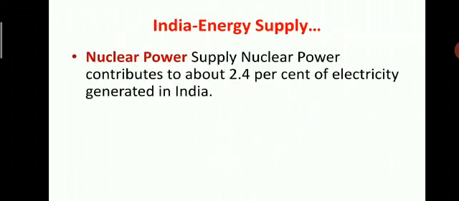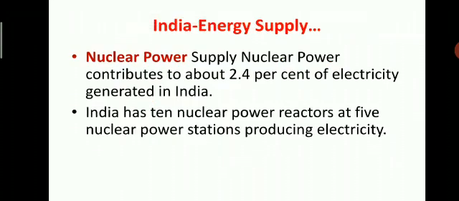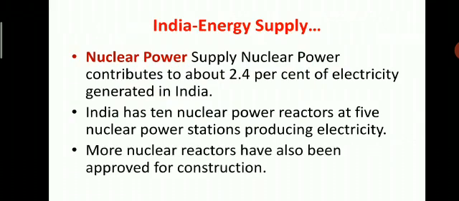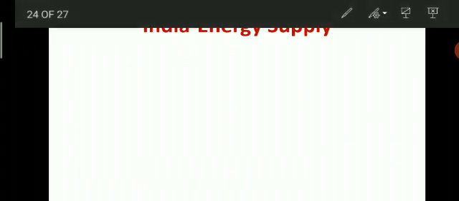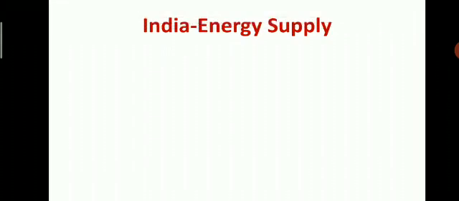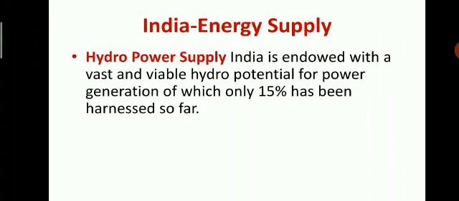Nuclear power, let us see. Supply of nuclear power contributes only about 2.4% of electricity generated in India. India has 10 nuclear power reactors at 5 nuclear power stations producing electricity. More nuclear reactors have also been approved for construction. So this is the nuclear scenario of our country. Tremendous research is going on in the production of electricity with nuclear power, and this is something we will cover in further sections.